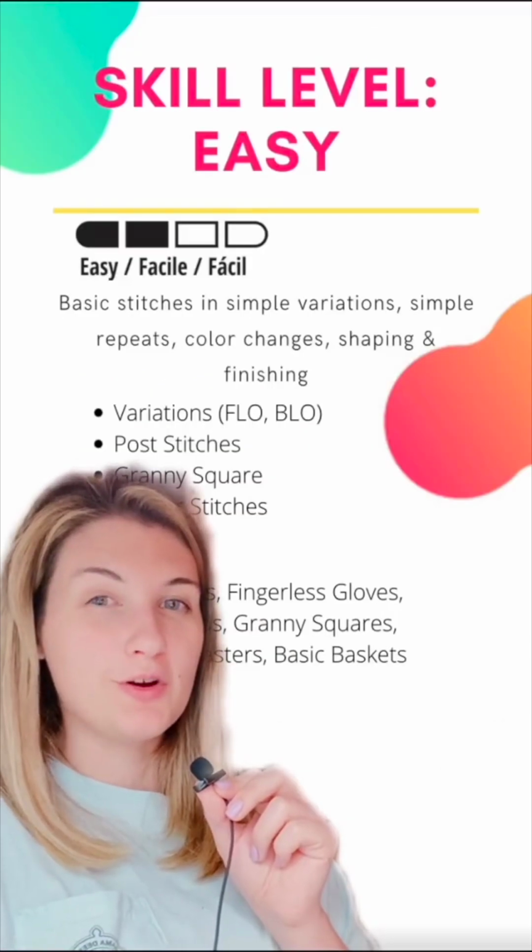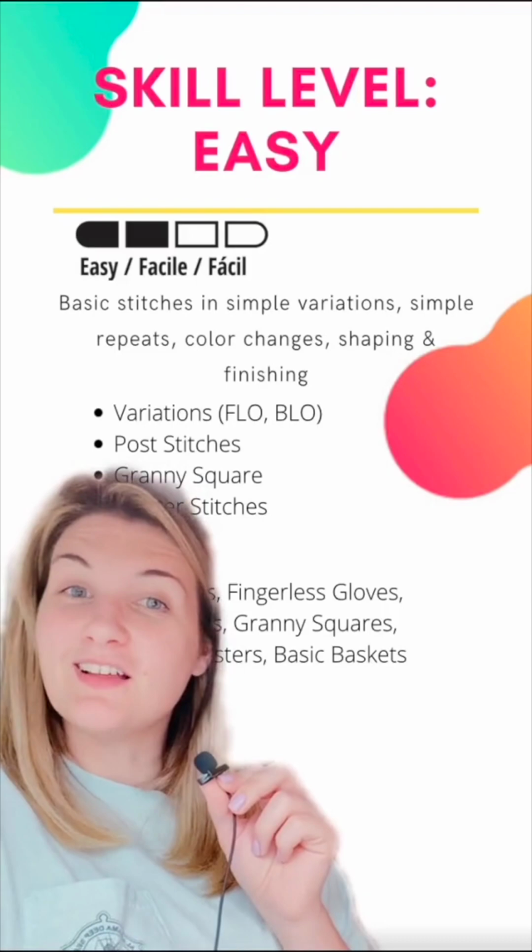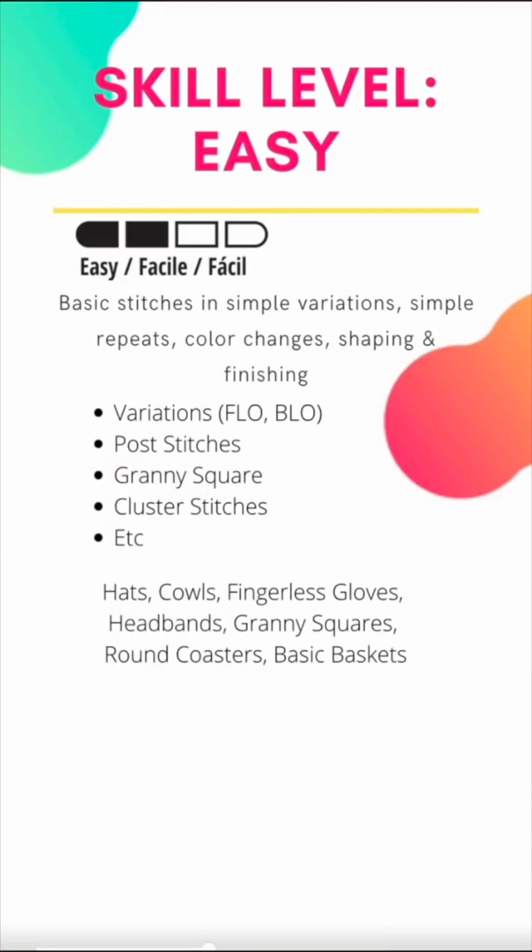So for this one, we're going to talk about the easy skill level. Again, I'm not going to read it to you. You can screenshot it if you want it. But you know the 4 basic beginner stitches that we just went over. You know how to do front loop and back loop and post stitches, a basic granny square. And then the cluster stitches include everything from a popcorn to a puff.